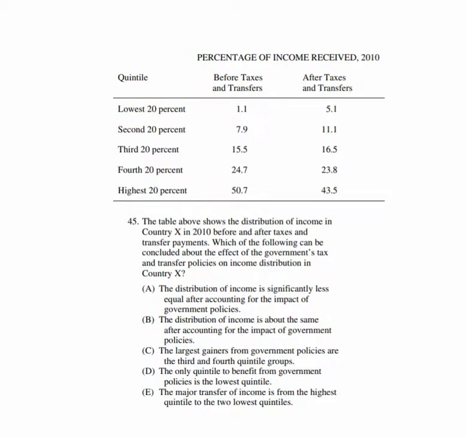in country X? Okay, so before we look at the choices, let's go ahead and just take a look at the chart and see what the chart's telling us. So if you're in the top 20% of the people, 50.7% of the income was received by the top 20%. Then they put a tax in place, and it's the Robin Hood tax. They steal from the rich, and then they're only left with 43.5. So they're left with pretty much a 14% decrease in income.